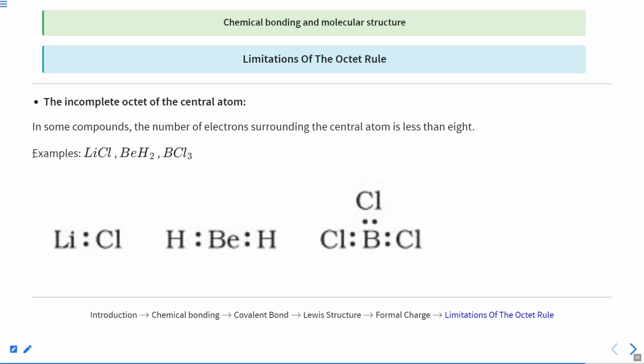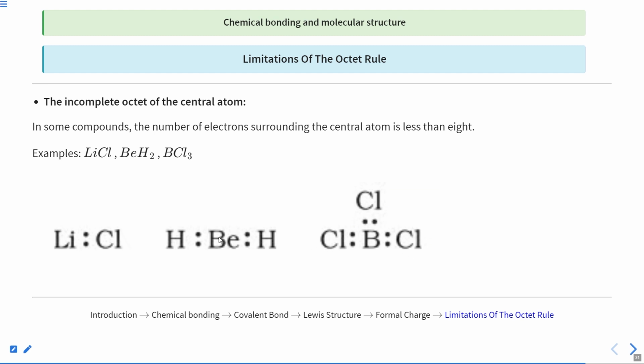So boron has 3 electrons, right? Boron has 3 electrons, and here it is sharing one electron with each of these Cl. Now, what is the total number of electrons on boron? Just count it: 1, 2, 3, 4, 5, 6. Incomplete octet, right? We talk about beryllium, hydrogen, helium, lithium, beryllium.